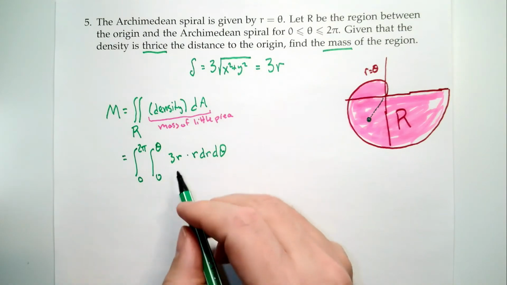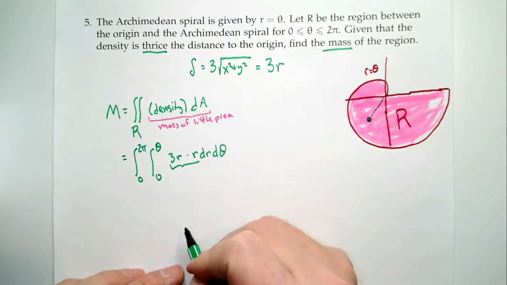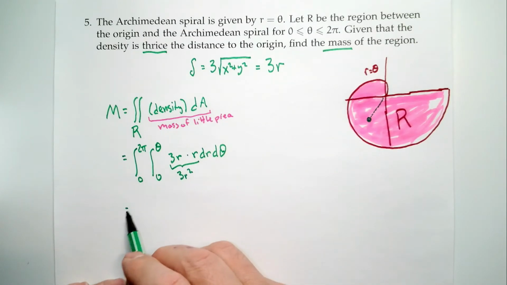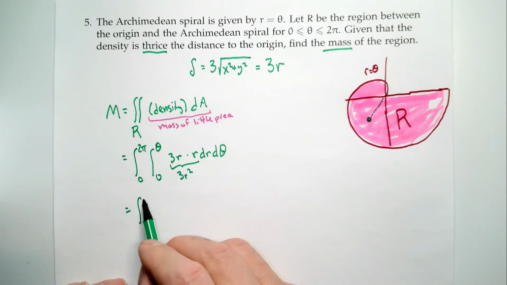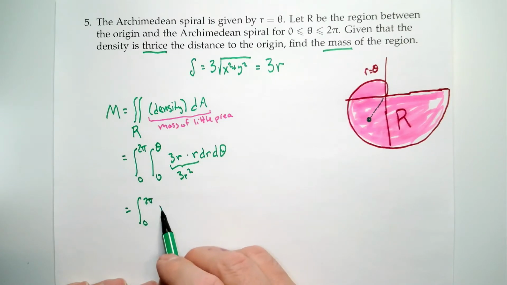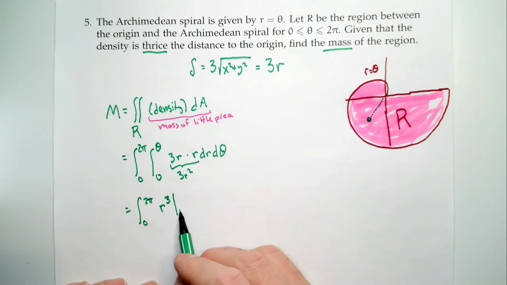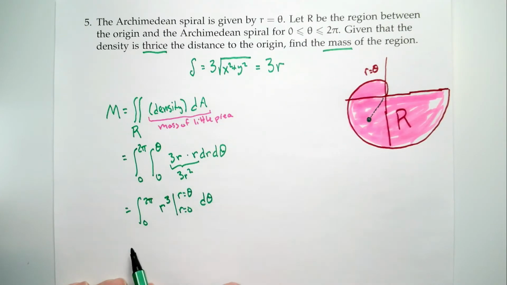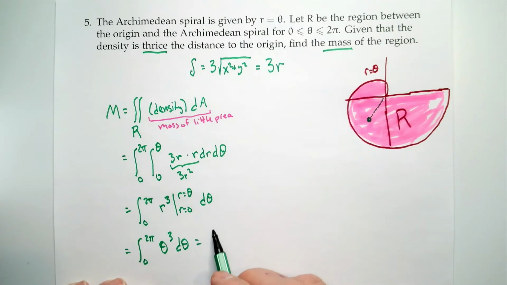So, integrate with respect to r. Well, before you integrate with respect to r, you should, of course, combine those terms. It's really 3r squared. If you integrate with respect to r, what do you get? Well, the integral of 3r squared is r cubed. Evaluate that from r equals 0 to r equals theta. And that's not a bad integral to evaluate. That's the integral from 0 to 2 pi of theta cubed. The integral of theta cubed is 1/4 theta to the 4th, evaluated 0 to 2 pi.